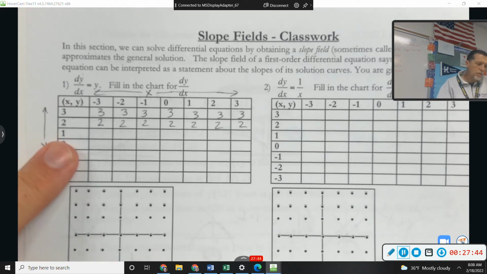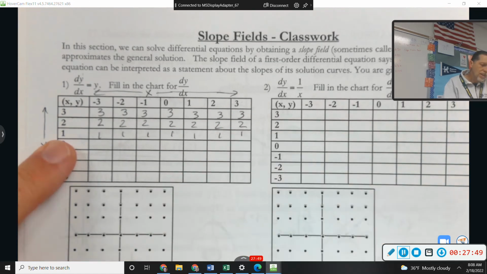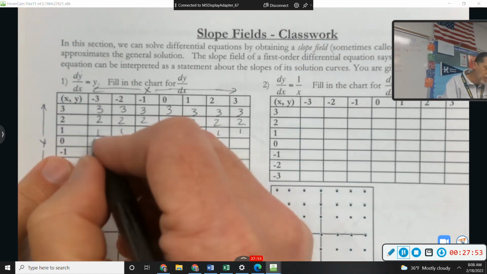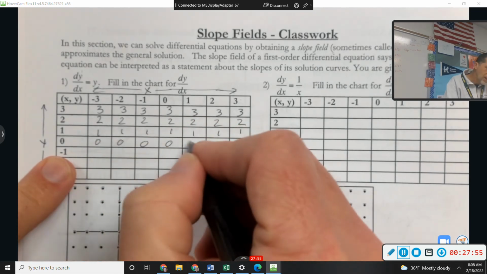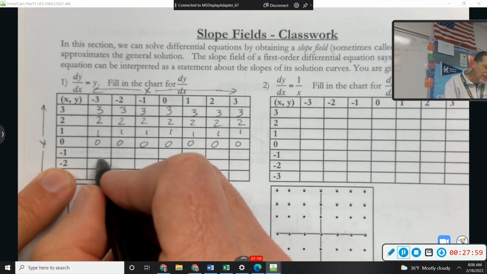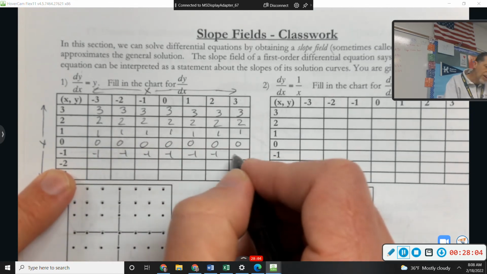Well, when y is 1, the slope is 1. They're usually not this easy, but it's the first one. When y is 0, the slope is 0. When y is negative 1, the slope is negative 1. You get the idea. Now it's just how fast can I write a bunch of numbers in.